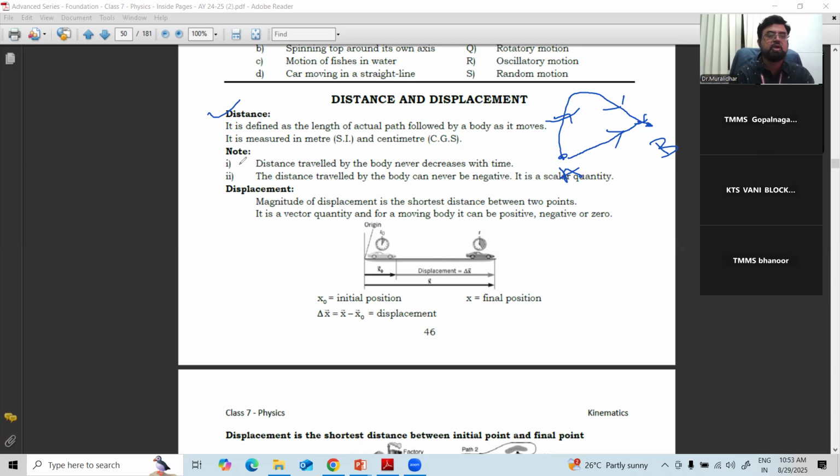Now, the distance traveled by a body never decreases with time. Distance never decreases, which means distance cannot be negative. The distance traveled by a body can never be negative.